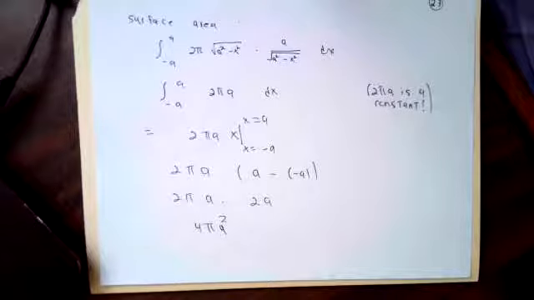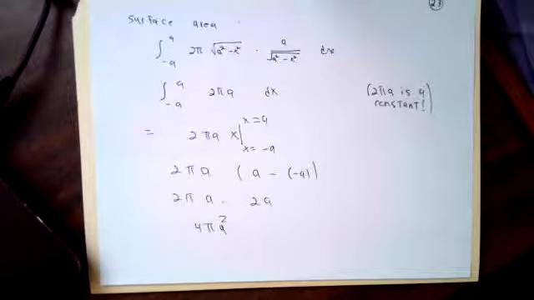Going back to the integral for the surface area, we have 2 pi radical a squared minus x squared times the fraction a over radical a squared minus x squared with respect to x. And at this moment, the miracle happens. The radical quantities cancel each other out, so they're gone. They're not an issue anymore.